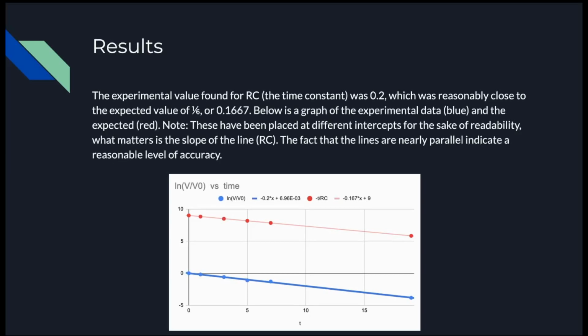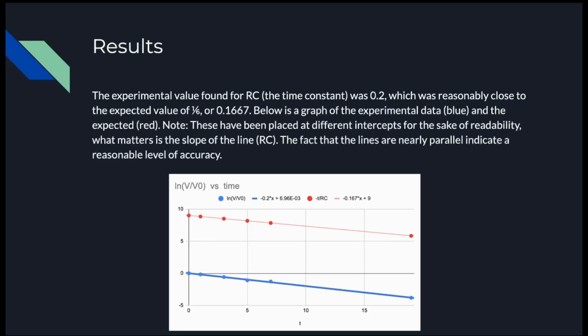The experimental value for the RC was 0.2, which is reasonably close to the calculated value of 0.166 repeating, which is simply one over, or rather, simply the resistance times the capacitance, so 30 ohms times 0.2 farads is that.